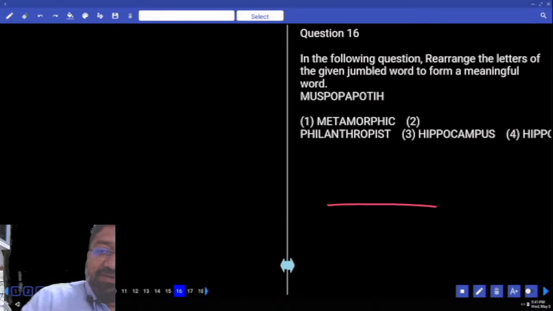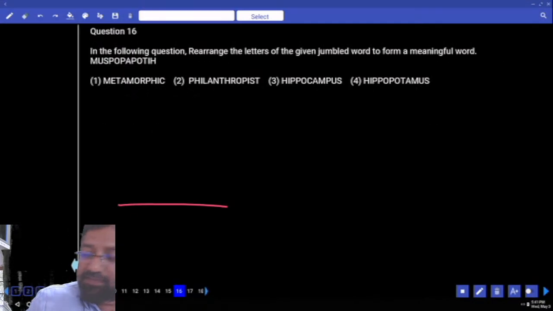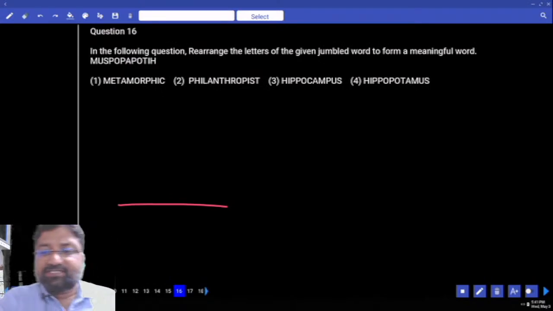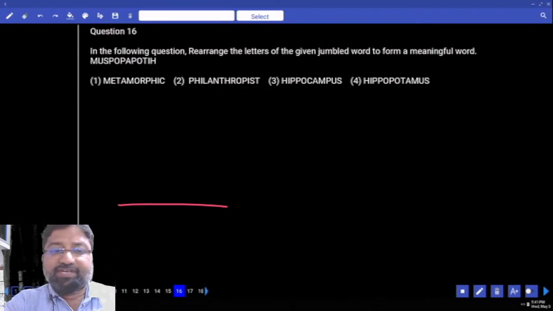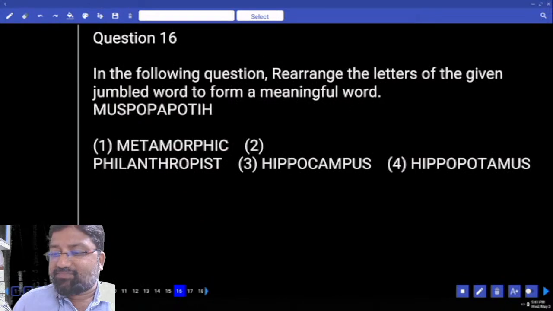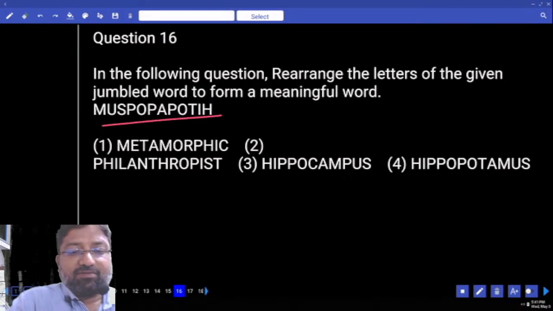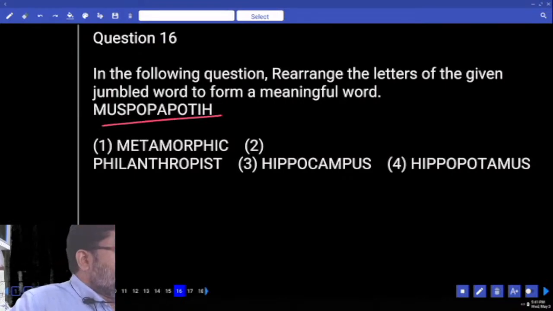Now what did he ask us here? Which of the following: rearrange the letters of the given jumbled word to form a meaningful word. So I'm not sure what it can be, because look, there are many letters here, right? There are almost 12 letters. How many letters? 12 letters jumbling is not that easy. If it is 3 letters, 4 letters, 5 letters, 6 letters, you can guess. What is 12 letters jumbling?